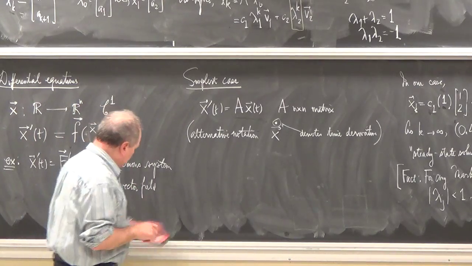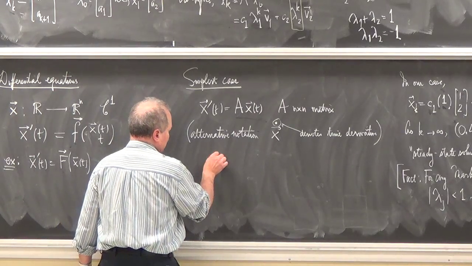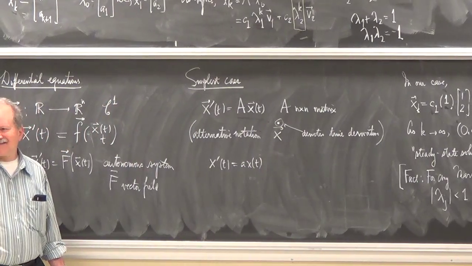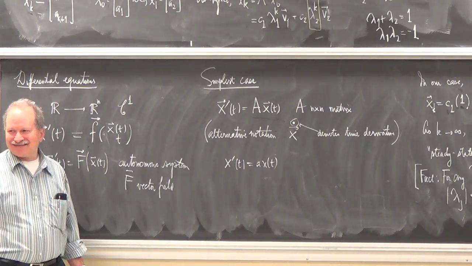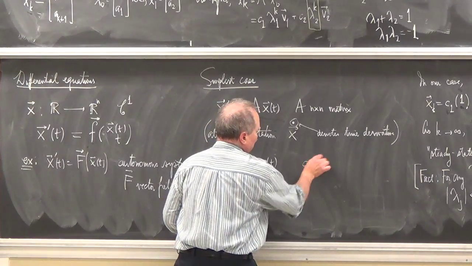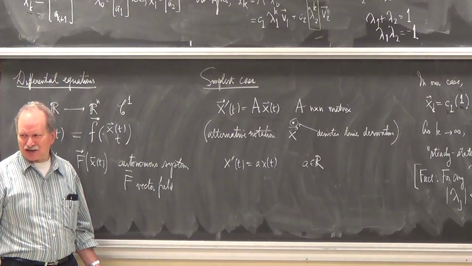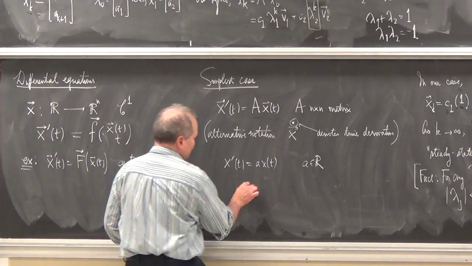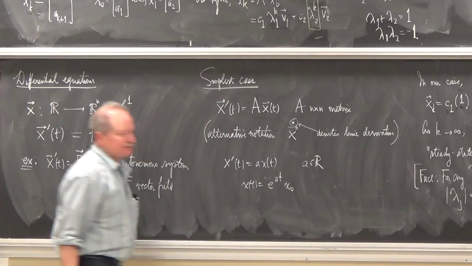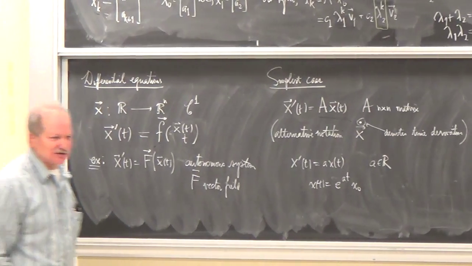So, in a 1-by-1 case, do you know how to solve something that looks like x prime of t equals constant times x of t? What kind of solutions do you have if a is constant? Exponentials, right? x of t is the initial condition times e to the at. Those are the solutions. You can solve it by separating variables, as Daniel said.